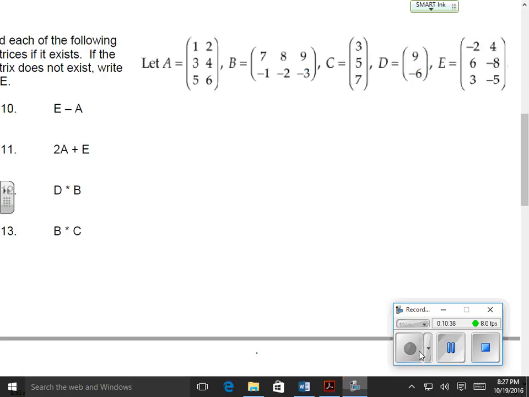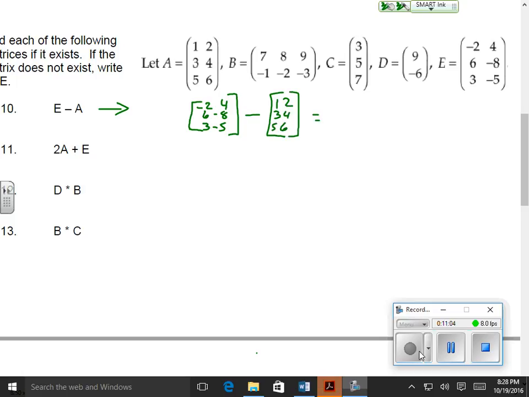Now let's look at matrices. We're going to do matrix number 10. We'll do matrix E minus matrix A. We'll rewrite it. Matrix E is negative 2, 4, 6, negative 8, 3, negative 5. That's matrix E. We're going to subtract matrix A, which is 1, 2, 3, 4, 5, 6.